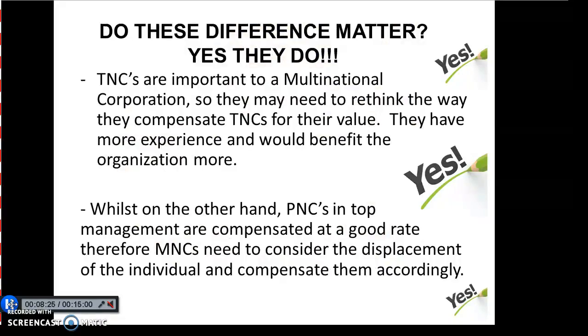So do these differences make a difference? Yes, they do. The third country nationals are important to the multinational corporations. So they may need to retain the way that they compensate the TCNs for their value. They have more experience and would benefit the organization more in that they will save them a lot more money. Whilst on the other hand, the PCNs in top management are compensated at a good rate. Therefore, the multinational corporations need to consider the displacement of the individual and compensate them accordingly, which costs the company more money.